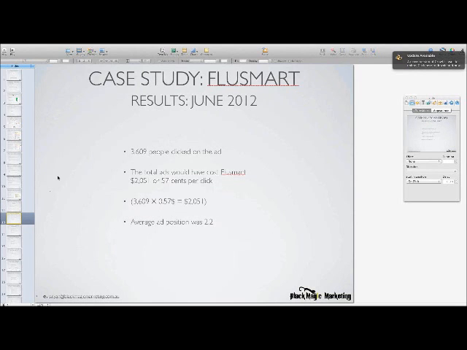So for June, by the time the ads went live, there were 2.5 weeks left of June, I believe, from memory. So 3,609 people clicked on the ads. There were several dozen ads, not just one. The total ads would have cost FluSmart $2,000 of the 10,000, because the cost per click was only 57 cents.